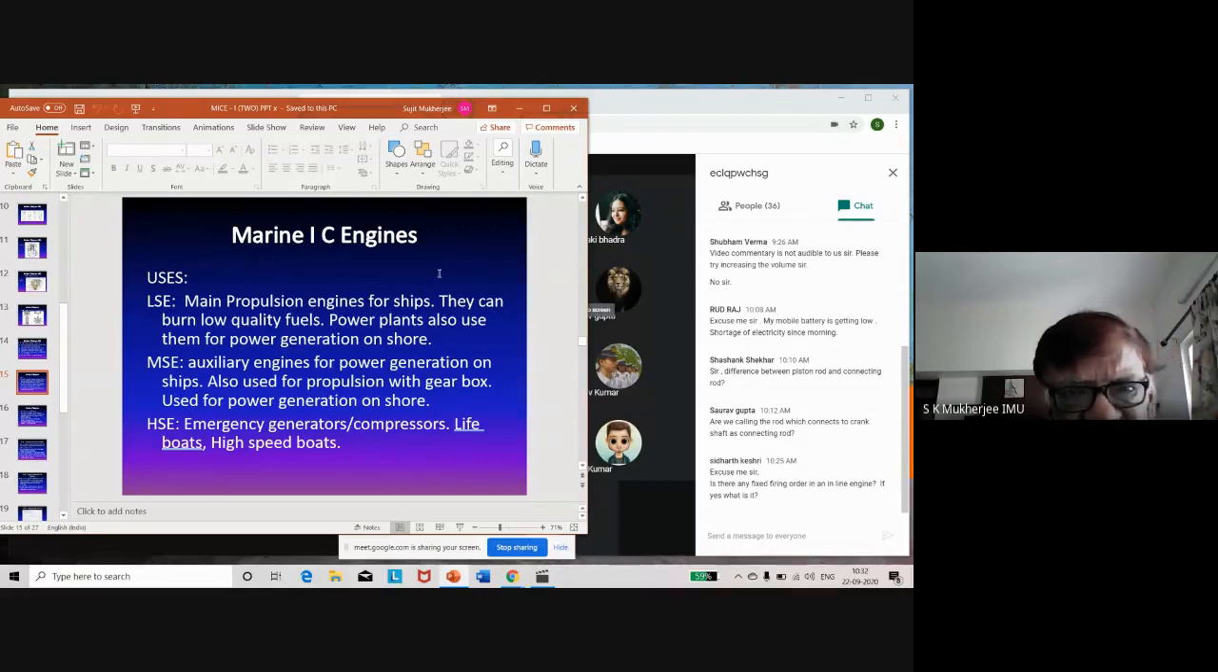Low-speed engines are used as main propulsion engines for ships. They can burn low-quality fuels, and power plants also use them for power generation on shore. Yes, there are power plants in our country which are using huge, massive two-stroke, large-bore diesel engines for generation of power. These are private organizations which provide power to industries. It is not necessary that only state government bodies can provide electricity. There are private power plants which give power at costs which I don't know, but they do provide.